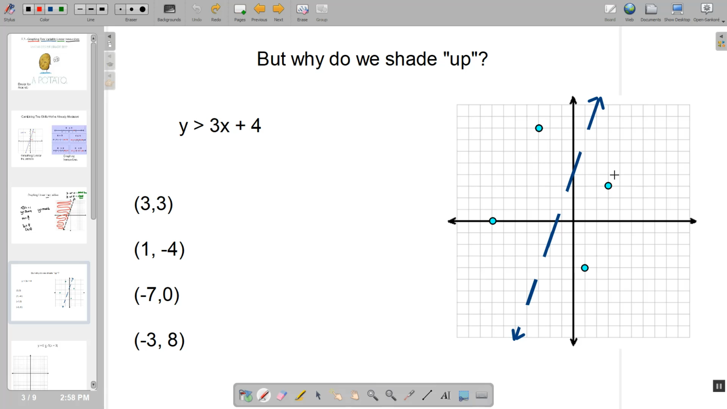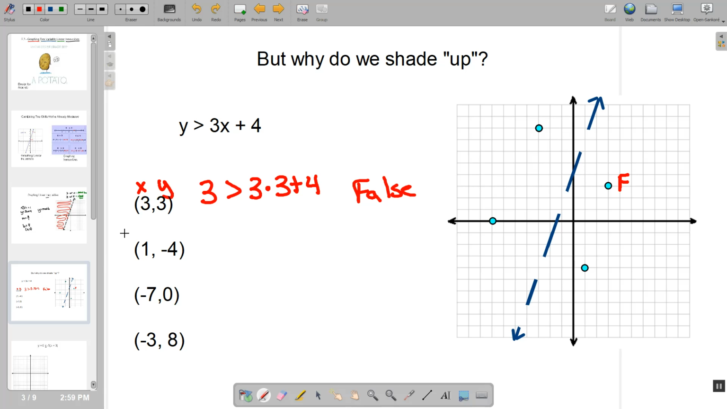Well, I picked 4 points on my graph. Okay, so I have them labeled over here on the left side. And I want to just plug each of these points into the inequality and see if it makes a true or a false statement, remembering that our x is our first point and our y is our second. So for the first ordered pair, which is right here, I want to plug in 3 and 3. So I end up getting 3 is greater than 3 times 3 plus 4. Well, this is 9 plus 4 is 13. So this is a false statement. So I'm going to go over here and I'm going to put a false right there.